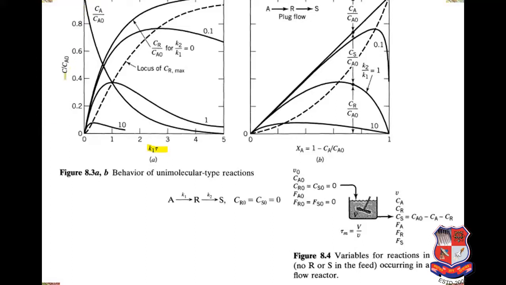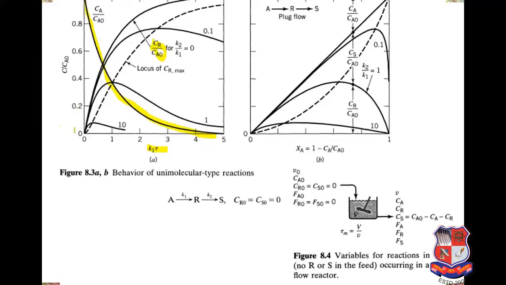So now it shows that definitely CA by CA0, starting from CA equal to CA0, with reference to time, the concentration of A decreases, as we have seen earlier. So now what about R? We have learned that R should increase to some extent and then it decreases after a certain point of time. So these are the graphs of CR by CA0.